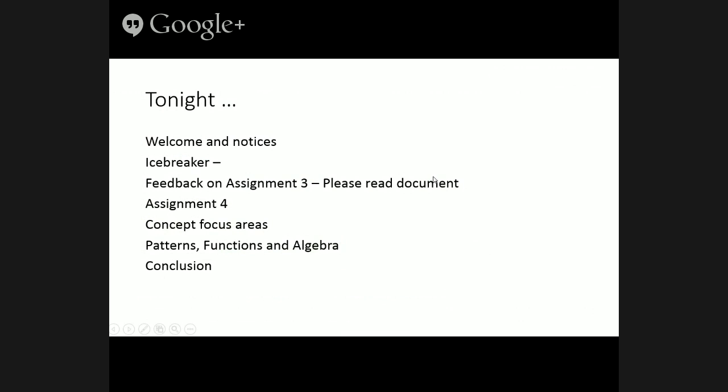Right, tonight let's just look at the icebreaker. We'll do a bit of feedback in terms of your previous assignment. We'll look at the next assignment, which is actually due tonight, so I suspect a lot of you might be working on that. And then just look at concept focus areas, and then look specifically at patterns, functions, and algebra, and then look at our conclusion.